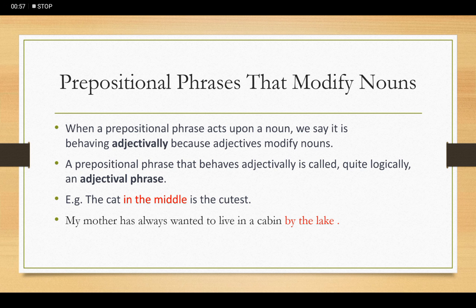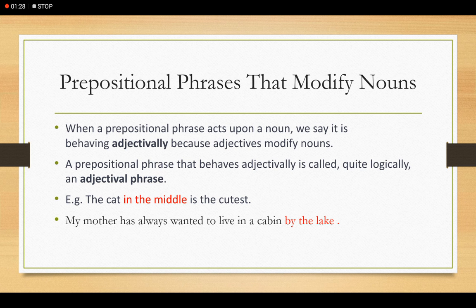When a prepositional phrase acts upon a noun, we say it is behaving adjectively, because adjectives modify nouns. We know that. A prepositional phrase that behaves adjectively is quite logically called an adjectival phrase. The cat in the middle is the cutest. So the prepositional phrase is in the middle and it is modifying the noun, the cat.